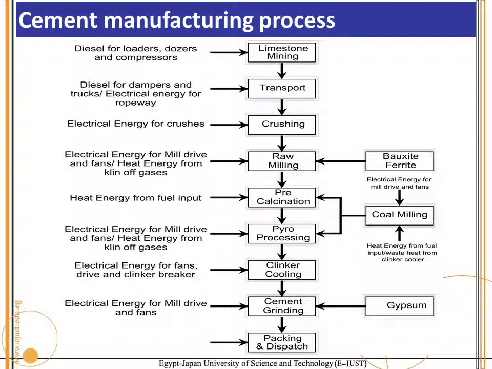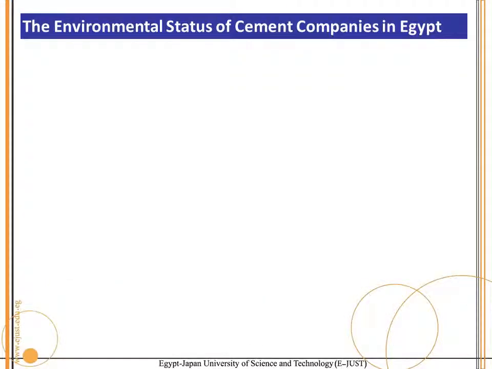This is the cement manufacturing process, from quarrying and extracting the raw material, transportation to crushing, and then raw milling, and then the clinker, with the heating and oven stage, and finally adding the gypsum or the additional mixture, and finally packing of the cement. These are all the stages of the cement industry.